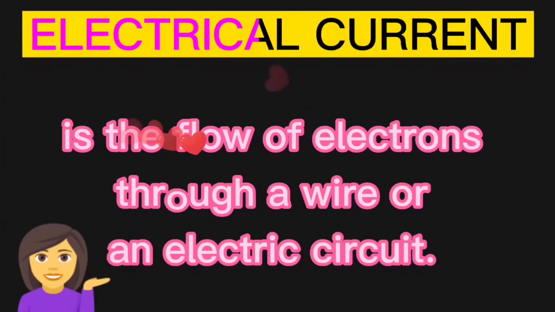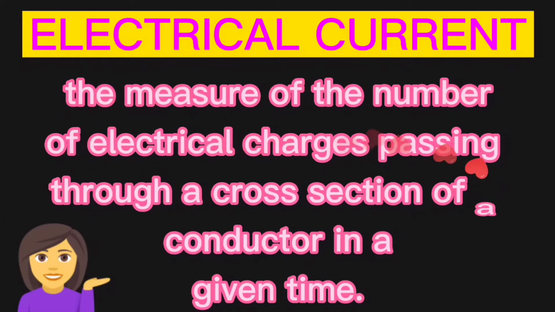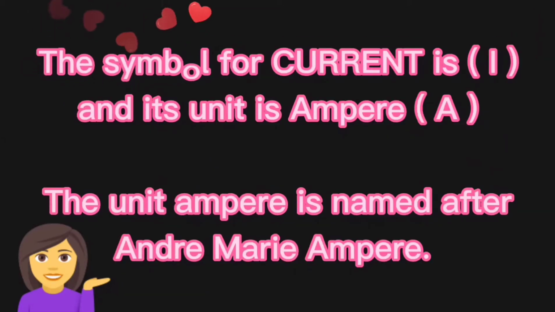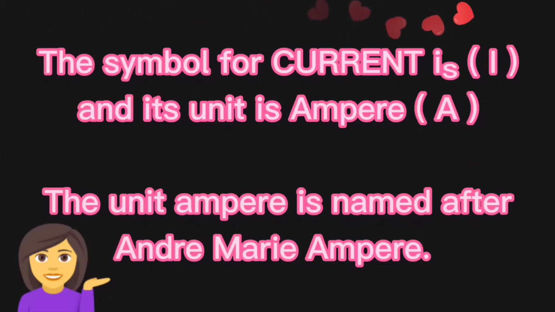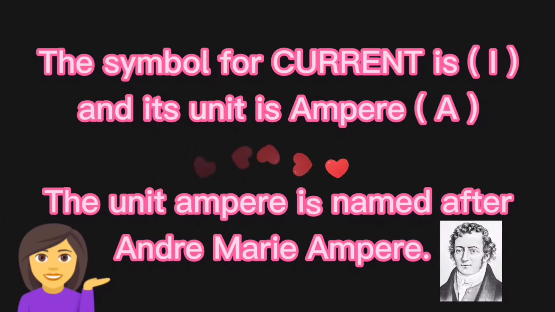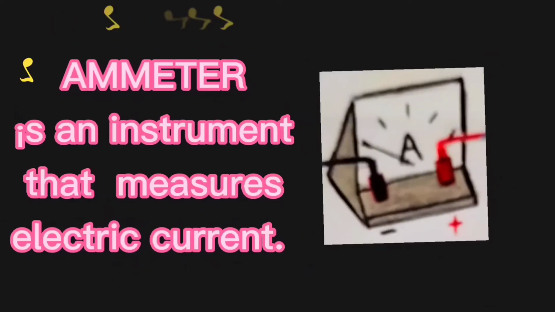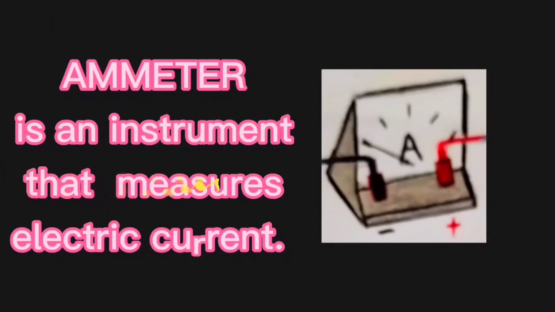Like what I've said in my first video, electrical current is the flow of electrons through a wire or an electric circuit. It is also defined as the measure of the number of electrical charges passing through a cross-section of a conductor in a given time. The symbol for current is capital I and its unit is ampere, with the symbol capital A. The unit ampere is named after André-Marie Ampère, a French physicist who made important contributions to the theory of electricity and magnetism. The electric current can be measured by an ammeter.